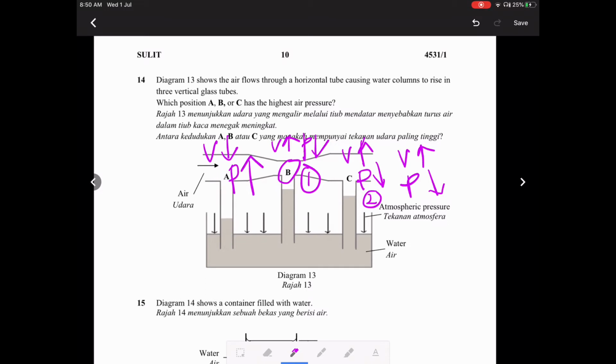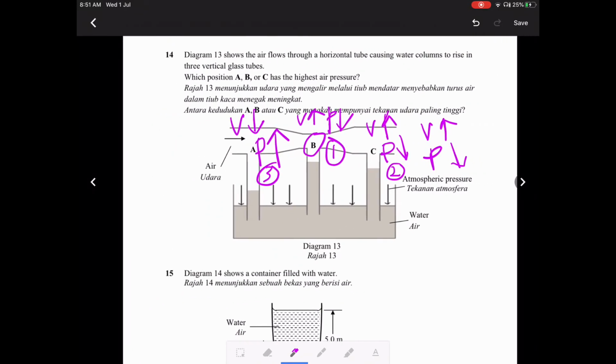Alright. So bila pressure udara paling tinggi, dia akan menekan air. So air tak boleh naik. Okay. So pressure yang ini adalah yang paling tinggi. Okay. So this is number 3. Okay. So dia nak tanya highest pressure A, B, C yang paling tinggi. So jawapan dia ialah A.